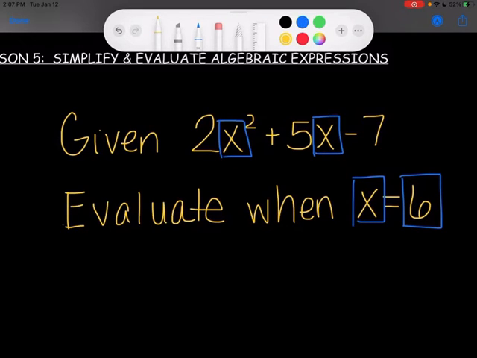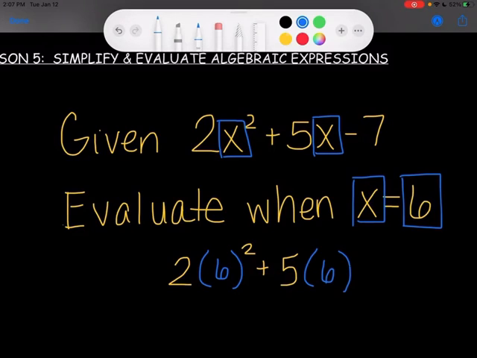So I've got 2 parentheses, that x I'm replacing with 6, and it's always a good idea to put it in parentheses, squared, plus 5, replacing that x with 6 again, minus 7. All right, now we need to follow order of operations.